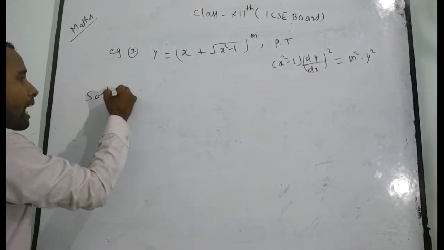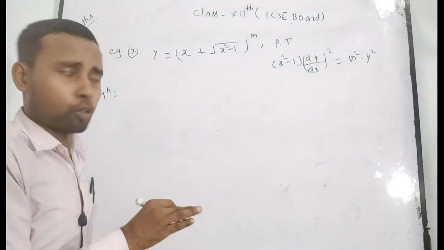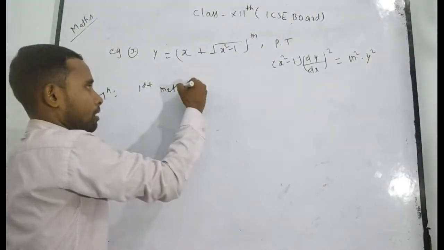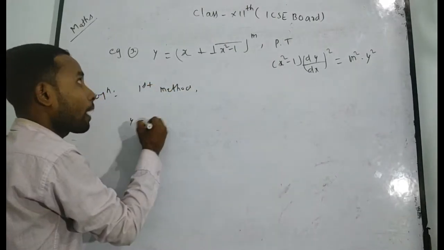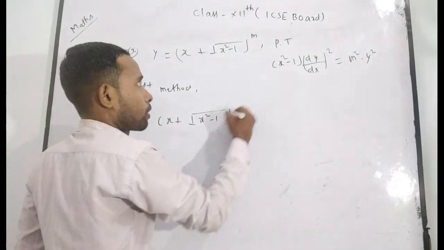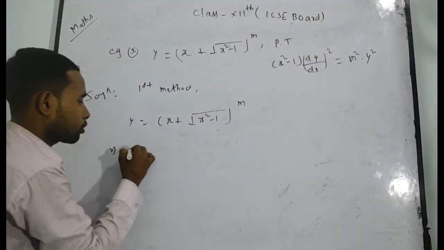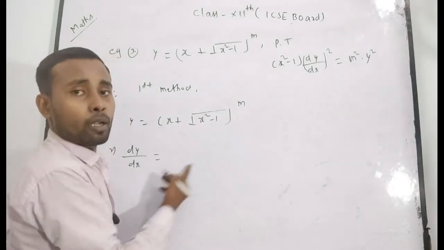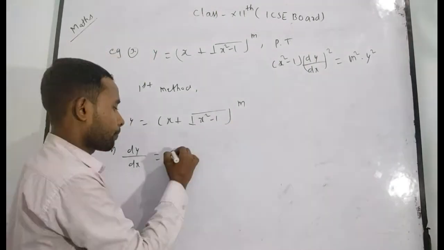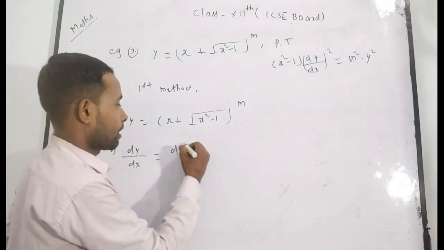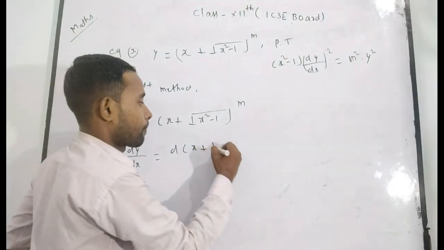If you give me time, I can solve this problem by both methods. You can see here the first method. Here y is equal to this term: (x plus root under x square minus 1) whole to the power m. Differentiating on both sides with respect to x, you will get dy/dx is equal to the derivative of the whole power. I want to write it here. Sometimes I write directly due to lack of space.